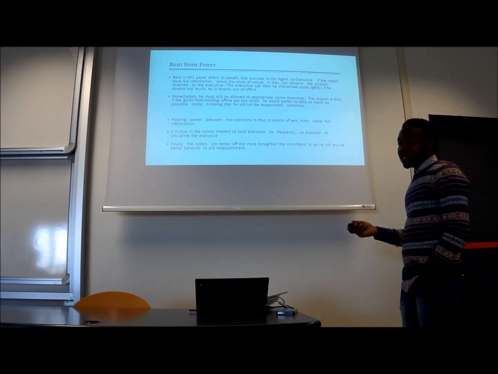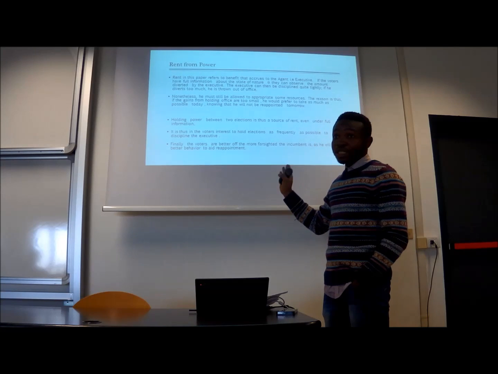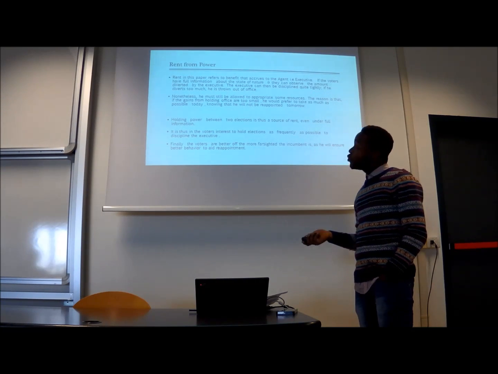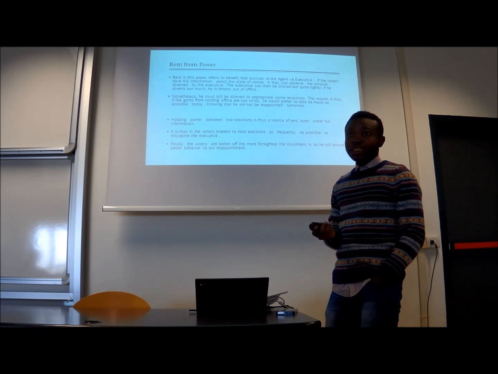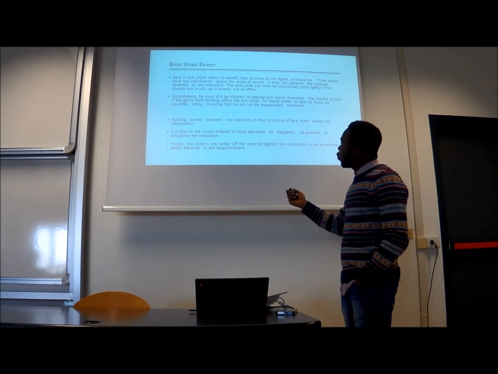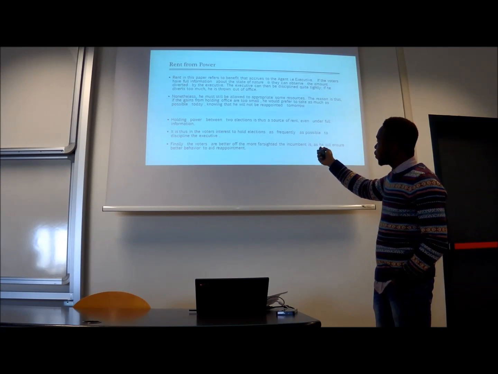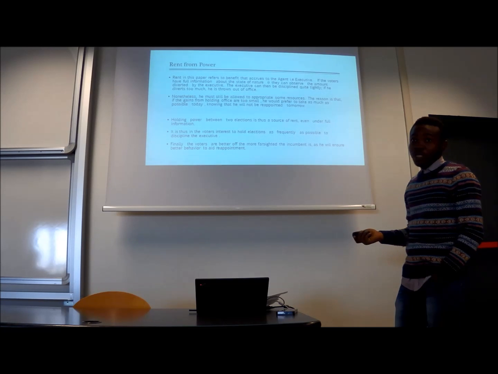Okay, now rent. There are two things that are very important in this model: the rent from power and rent from incomplete information. You're wondering what I mean by power. In this case, the president, the executive rather, holds power. What is the benefit he gets from holding power? That's what this rent is really talking about. It's the rent from holding power between two elections, a source of rent even under full information.